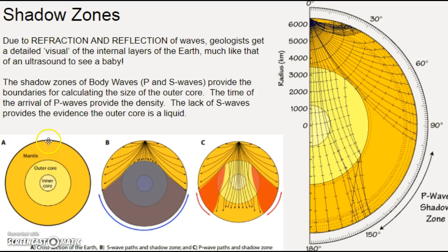Once an epicenter occurs, generally it's shown at the top. Right, here's my epicenter. S waves are refracting through the mantle. They're reflecting back when they hit this boundary here, whereas primary waves are able to transmit through this liquid outer core. And thus we get this two-part primary wave shadow zone, whereas the S wave is just one large shadow zone.